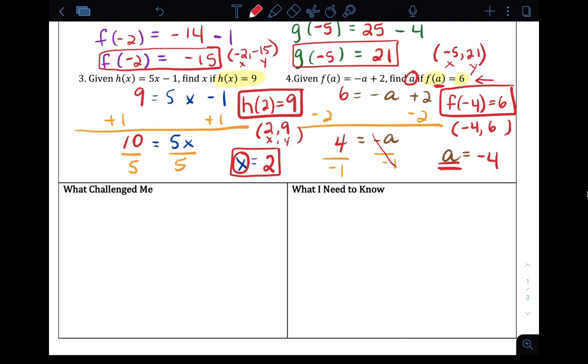So now what I want to know is what challenged you in this lesson. Also, what are some things that you need to know for sure moving forward?